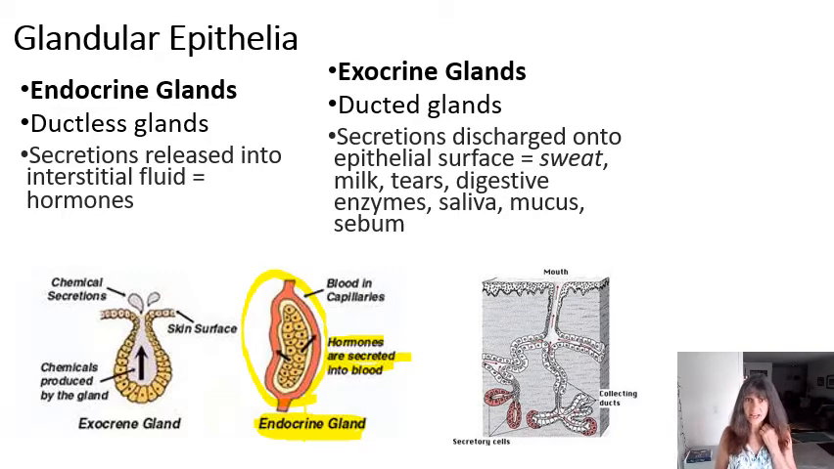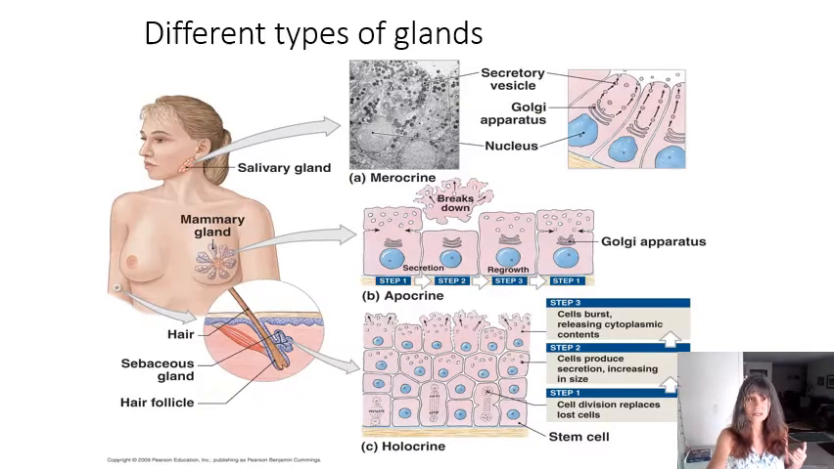Exocrine glands, on the other hand, actually have a passageway or a duct, and that duct will allow the secretions to be discharged onto the epithelial surface. This includes things like sweat, milk, tears, digestive enzymes, saliva, mucus, and sebum. Let's take a closer look at these. In terms of exocrine glands, we've got three kinds of exocrine glands. They are categorized based on how they release their product.